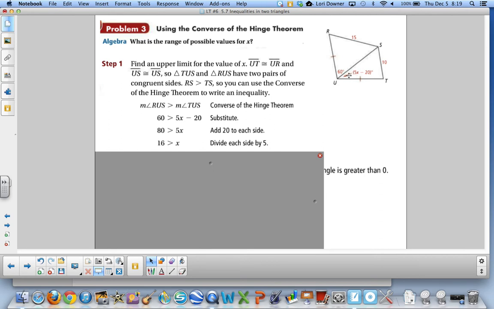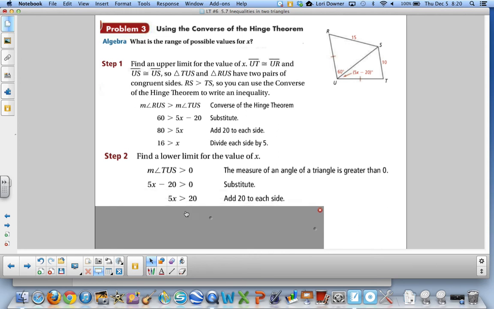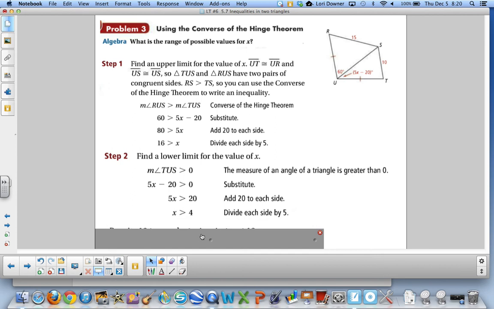But we also know something else, and that is that this angle cannot be 0, nor could it be negative. So I have what we call a lower limit. For that lower limit, we need to say 5x minus 20 cannot be 0 or less. It can't be less than 0. So we do 5x minus 20 greater than 0. And we solve this guy. Add 20 to both sides, divide by 5. x has to be greater than 4.